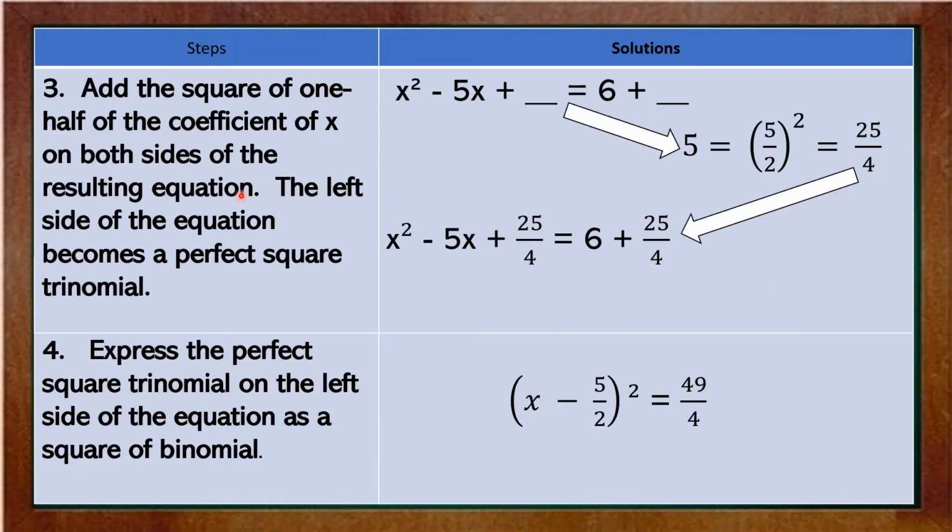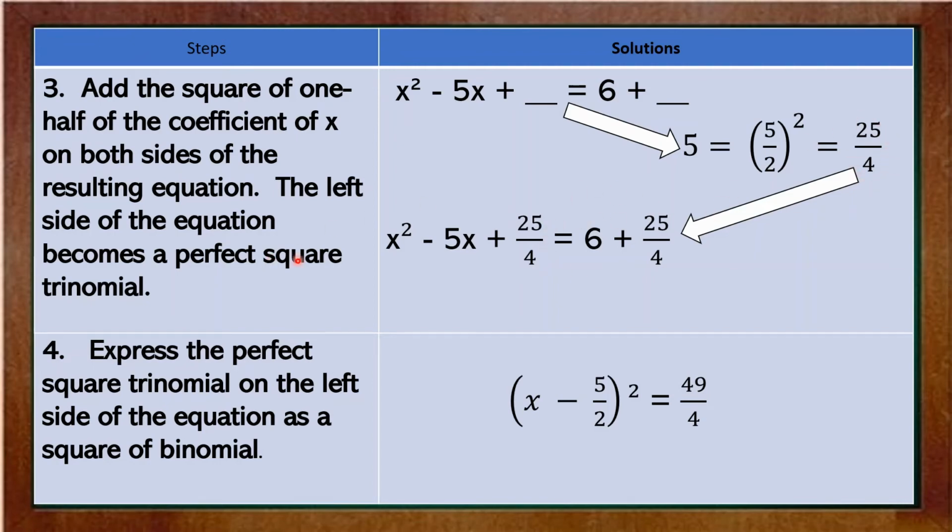Okay, step number 3. Add the square of 1/2 of the coefficient of x. So first, we will write our equation as x squared minus 5x plus blank equals 6 plus blank. So what must be added? So you will get the second term. The coefficient of x is 5. So what is 1/2 of 5? So 5 over 2. Then multiply itself, it will become 25 over 4. And that is our last term.